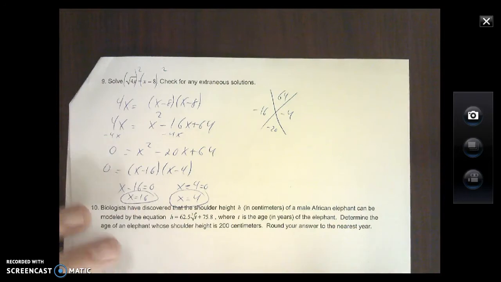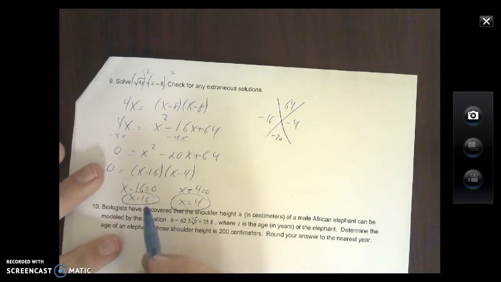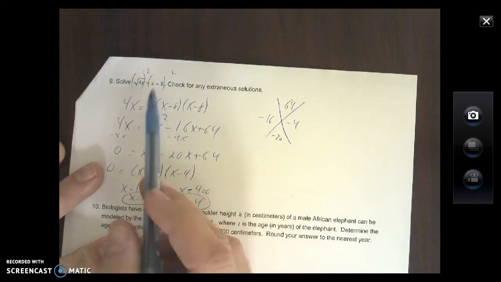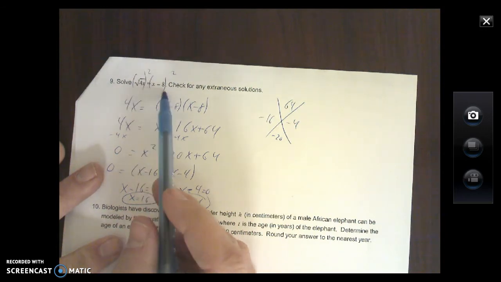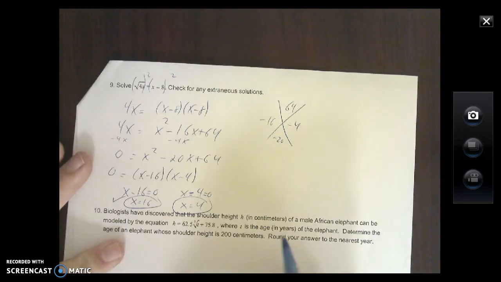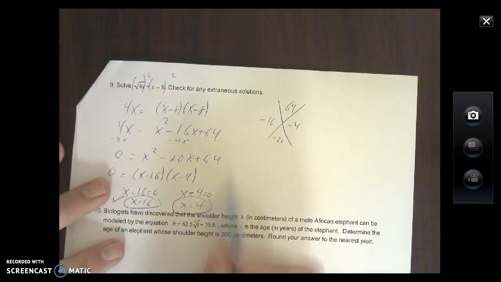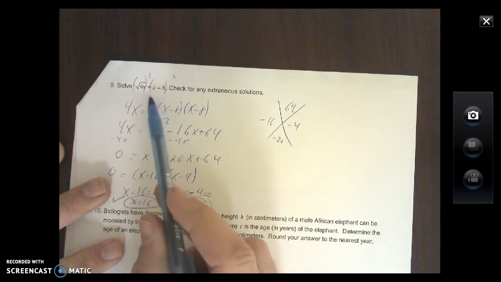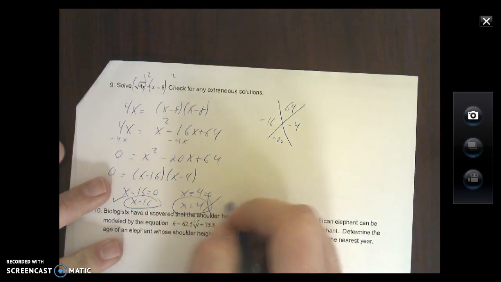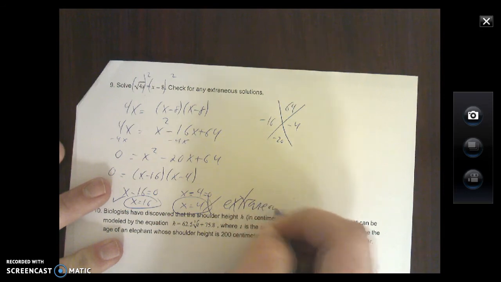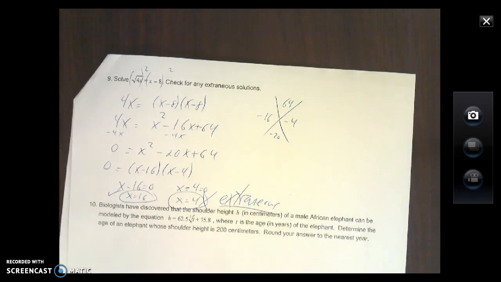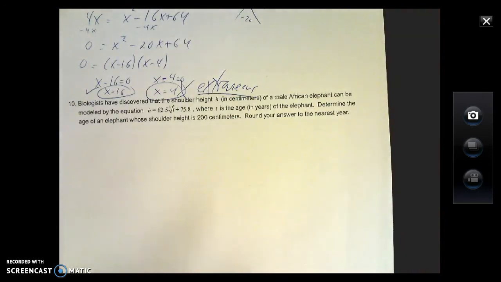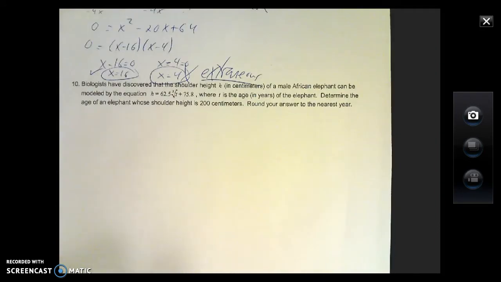Checking for extraneous solutions. I got 16 and I got 4. You plug 16 up top here. Square root of 64 is 8. 16 minus 8 is 8. This works. Use a calculator if you need to. Now 4 times 4 is 16. Square root of 16 is 4. 4 minus 8 is negative 4. This does not work. This is extraneous. I need you to label that. If you put ext, I'm cool with that. Just make sure that you're showing, put an X through it, something that shows that answer does not work in the original context of the problem.